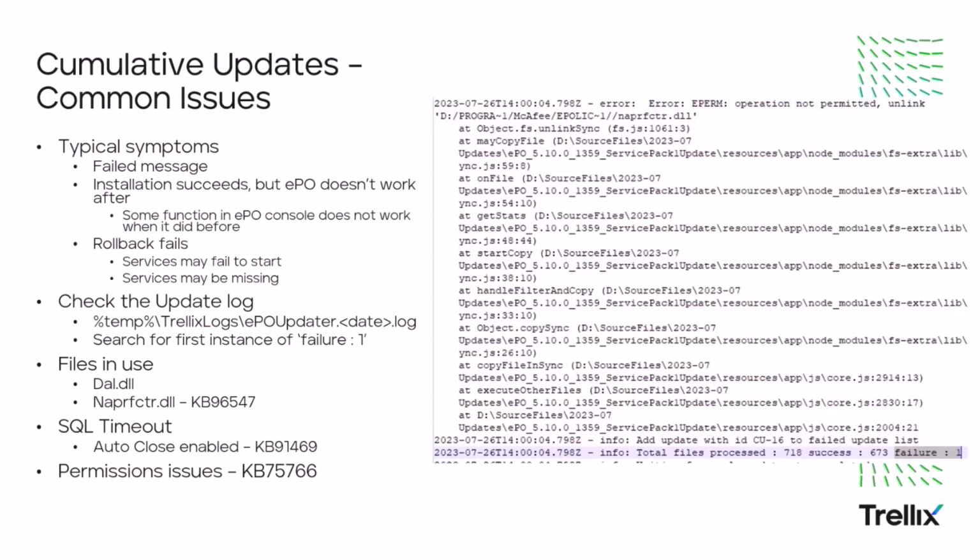That specific issue is referenced in the KB that I pointed out in the slide here, KB 96547. There's a lot of details in there, but essentially most of the time when that happens, the update rolls back and you're back to the way you started. You go stop the services for the performance counter, and then the update will succeed.